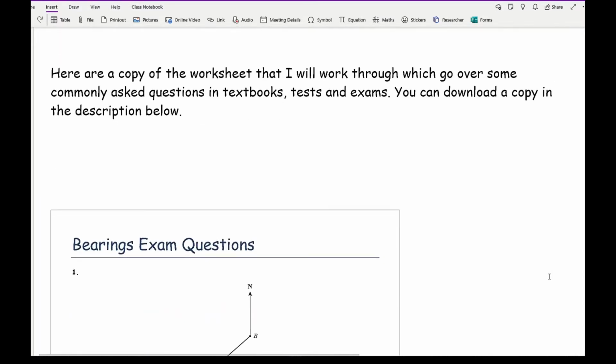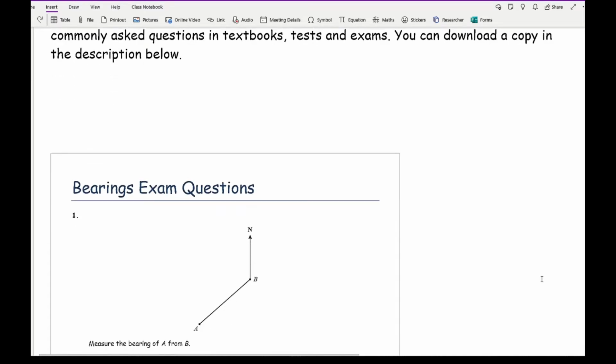Now here is a copy of a worksheet that I will go through, which will go over some of the commonly asked questions in textbooks, tests and exams, and I'll attach a link where you can download this worksheet to print off and have a go at these questions before or while I talk through them.